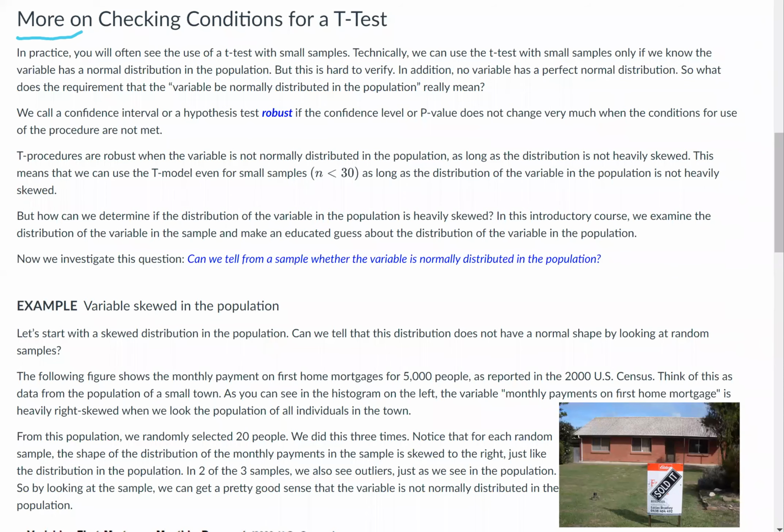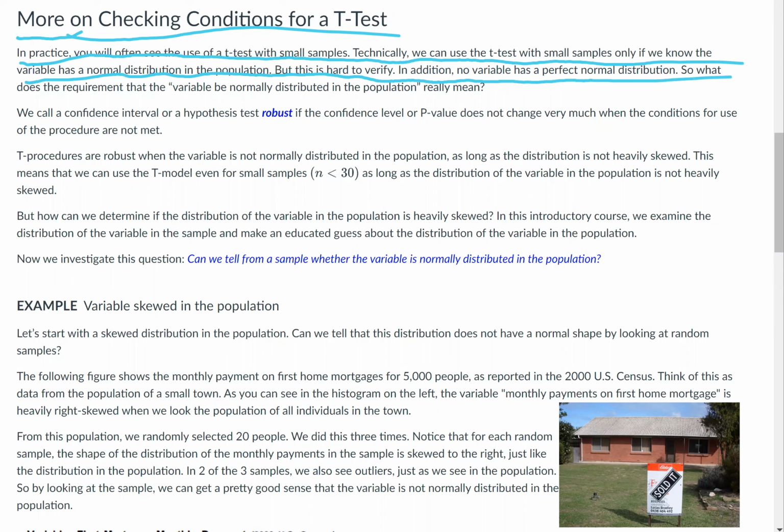On this page, we'll look at more information about checking conditions for a t-test. In practice, you'll often see the use of a t-test with small samples. Technically, we can use a t-test with small samples only if we know the variable has a normal distribution in the population. But this is hard to verify. Also, no variable has a perfect normal distribution. So what does the requirement that the variable be normally distributed in the population really mean?